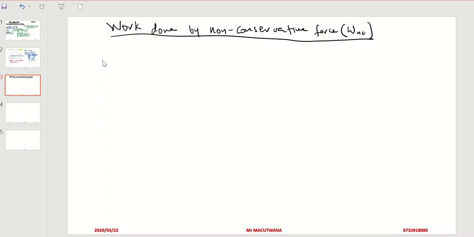Welcome guys, this is our lesson number 2. We'll be looking at work done by non-conservative force or forces, depending on how many they are.